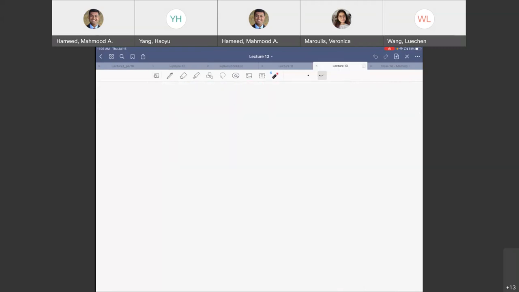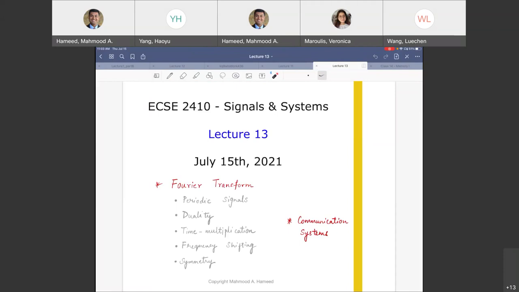Next, I want to start a new lecture now, a continuation of our Fourier transform properties. Before I do that, things going okay? Slow down, fasten up? Is the pace of the lecture okay? Yeah? All right, let's talk about Fourier transform of periodic signals.